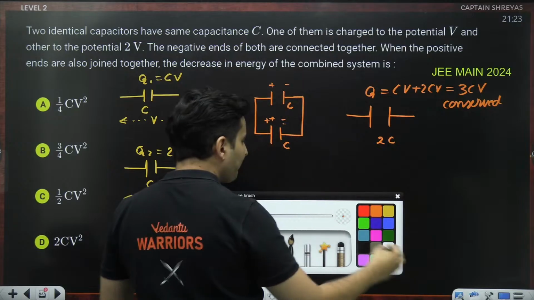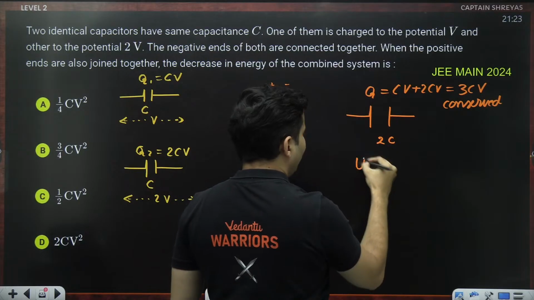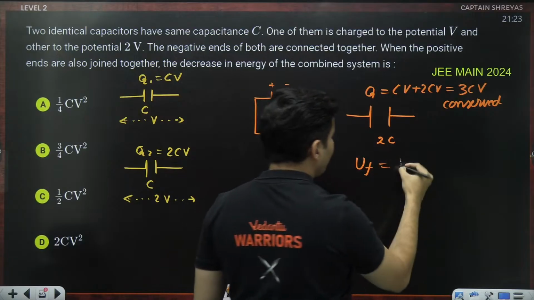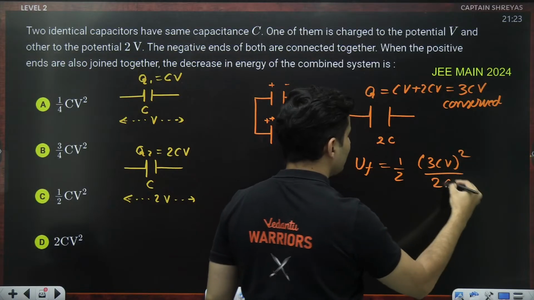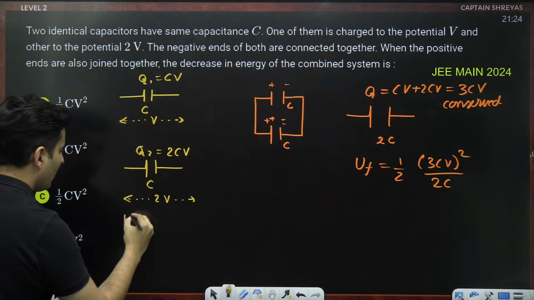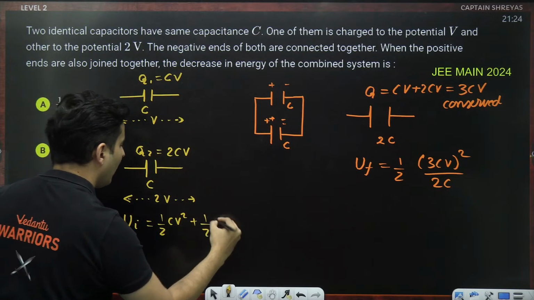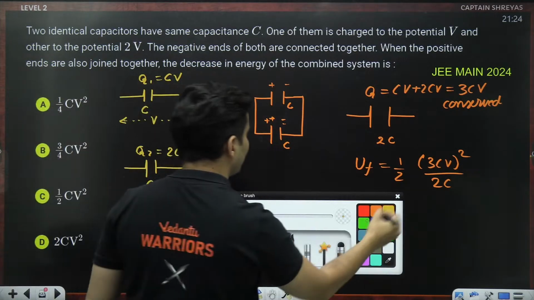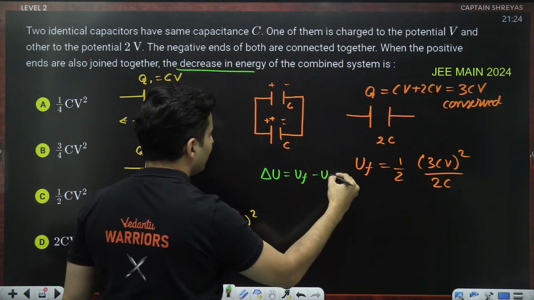So now, find what is the energy stored in this. The final energy stored in this capacitance, charge is known. Half Q square by C, Q is basically 3CV, squared, by capacitance, which is 2C. This is the final energy. Whereas if you talk about the initial energy in these capacitors, it will be half CV square plus half C into 2V square. So what is asked is basically the loss of energy or the decrease of energy. So delta U will be UF minus UI.